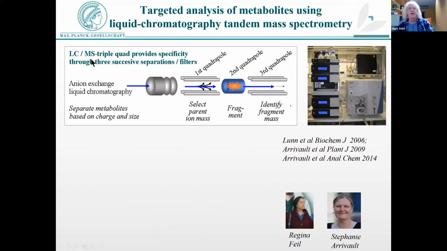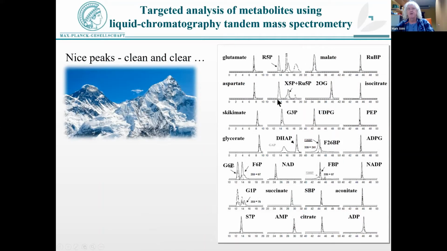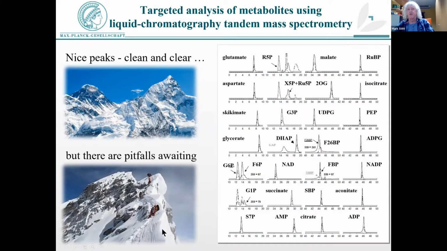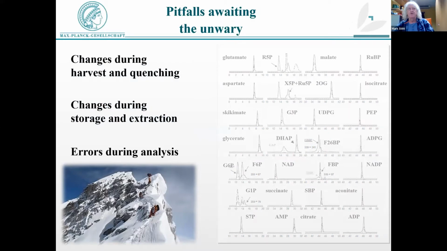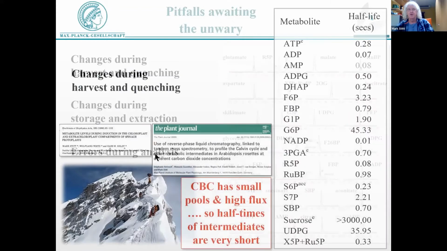And for this, we use LC-MS triple quad, where we basically separate metabolites by chromatography on charge and size. Then in the first quadrupole by choosing the mass of that compound. Then we fragment it, and then you look for the fragments. And this gives us 3 filters to obtain a very specific identification of metabolites. So we get very nice peaks, clear and clean, but there are pitfalls awaiting. And this is the North Face, this is the Everest. As you're coming up to the top of it, there's about 2,000 meters drop there. What are they? Well, here's 3. Changes during harvest and quenching, changes during storage and extraction, and errors in analysis. And I'll just touch on these.